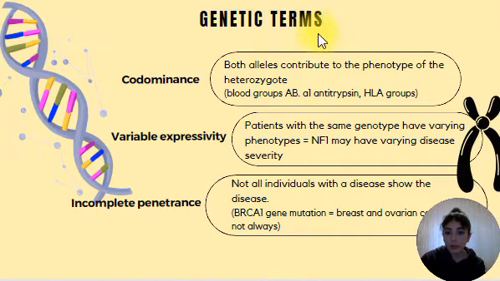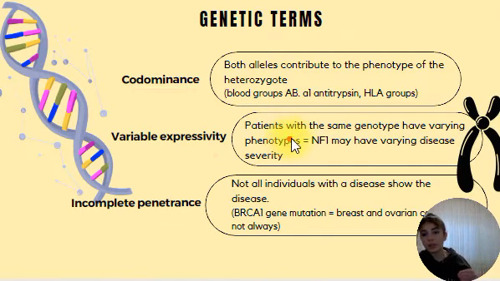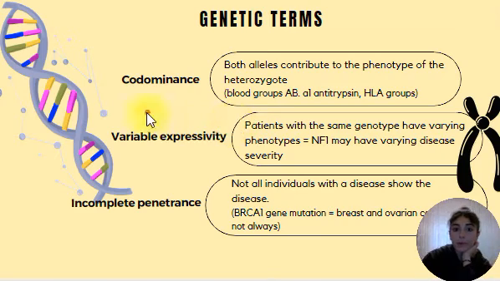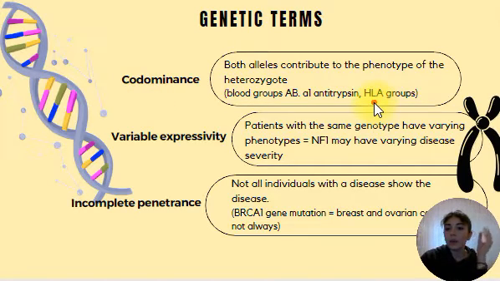Next is genetic terms. You have to know and distinguish certain genetic terms in order to solve most genetic questions in USMLE, right? So what does codominance mean? Codominance is where you have not only one gene or allele responsible for the phenotype of these heterozygotes, right? Multiple alleles are responsible. So for example, blood group, you have A, you have B, right? AB, you know, group types.